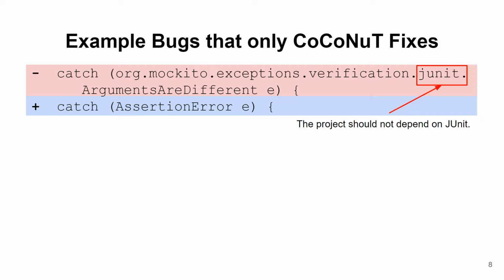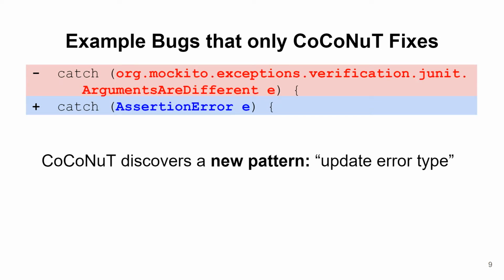Here is an example of bugs only CoCoNuT can fix in the popular Defects4J benchmark. This bug is a real bug from the Mockito project. The line starting with a minus is a buggy line, while the line starting with a plus is a correct fix generated by CoCoNuT. This bug cannot be fixed by previous work, because researchers and practitioners did not manually find the pattern, update error type. CoCoNuT can fix this bug because it infers these new patterns from millions of training samples mined from open source projects.